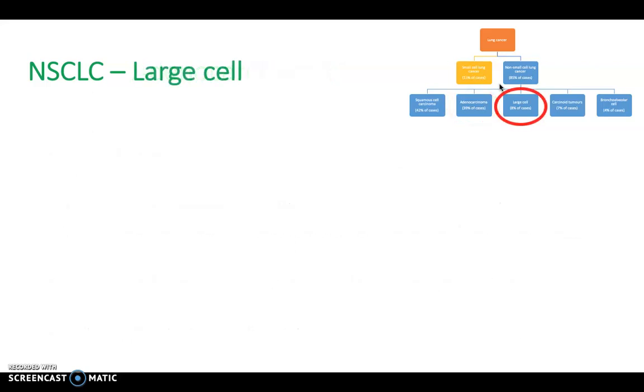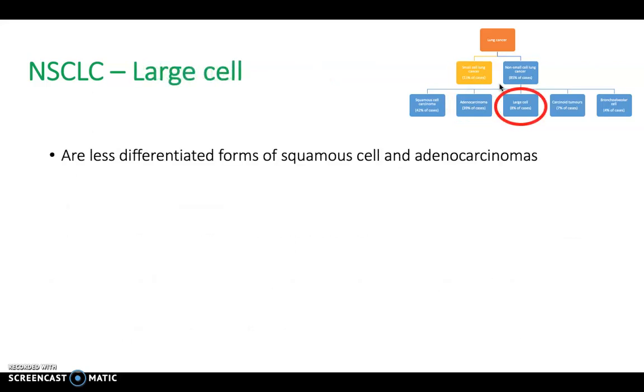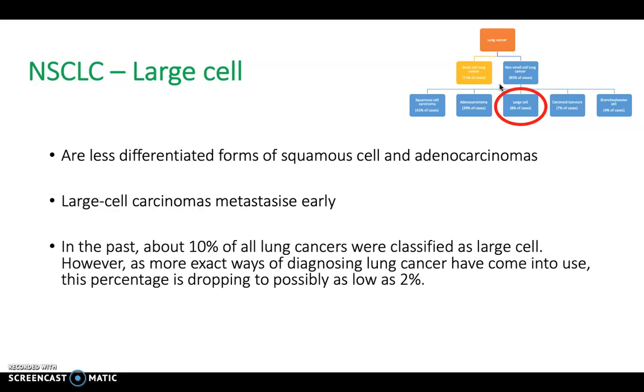Invasion of the pleura and mediastinal lymph nodes, however, is common with these, and it often metastasizes to the brain and bones. Next we have large cell, certainly less common at only 8% of diagnoses. They're less differentiated forms of squamous cell and adenocarcinoma, but don't fit into the small cell lung cancer either. So these metastasize early, and often therefore the prognosis isn't great.